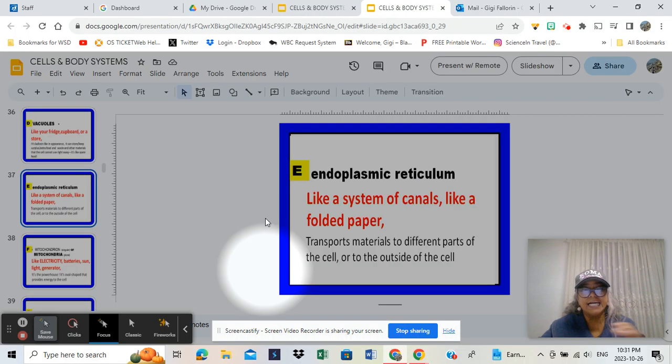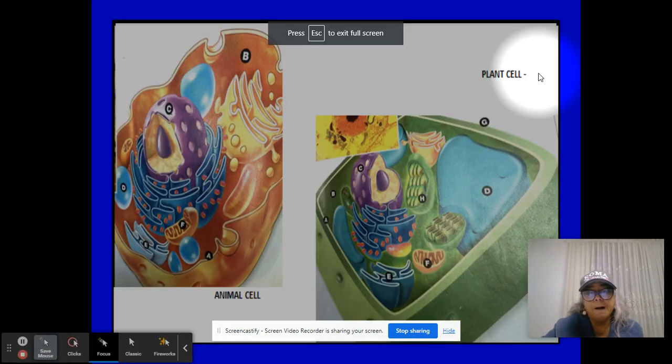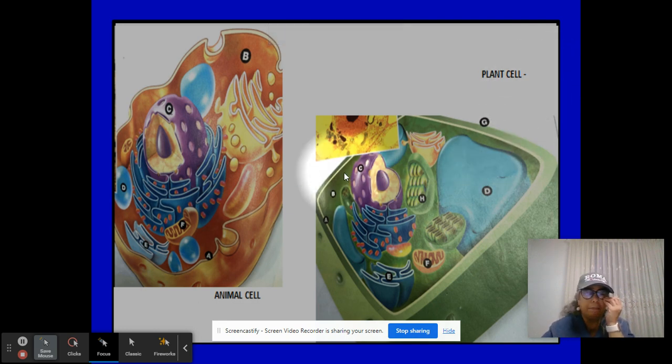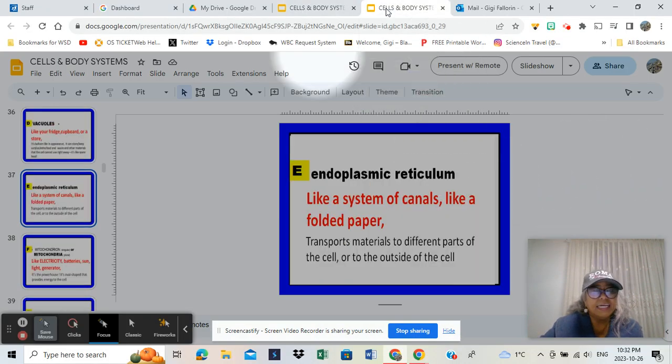So where is that in your diagram? Let's see if you can spot it. From here, letter E, like a folded paper. So this is identified as the E, this part, right? This can also be the E part, right? So this is the representation of the endoplasmic reticulum, like a folded paper. In both the animal and plant cell, you can see those. So let's move on, okay? And after the E, you have what?